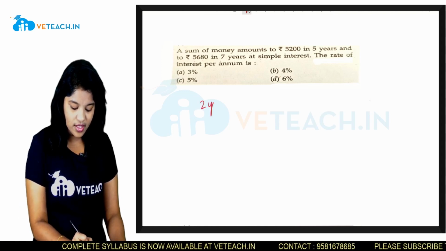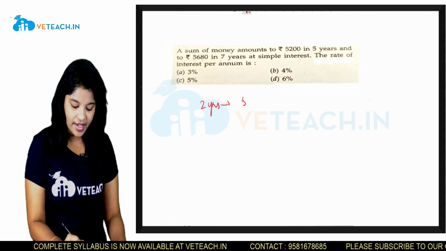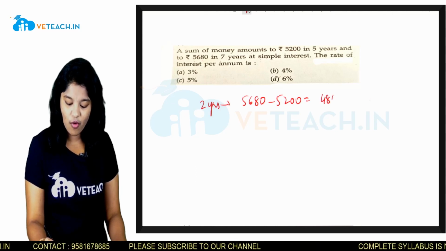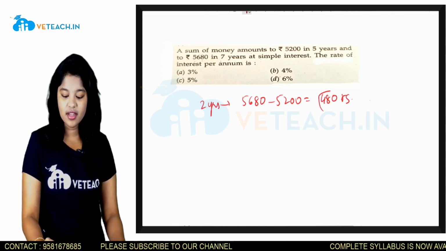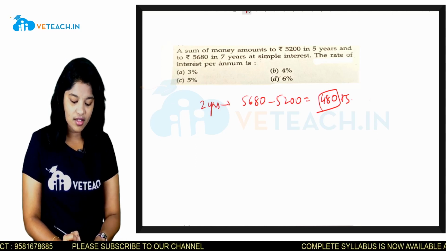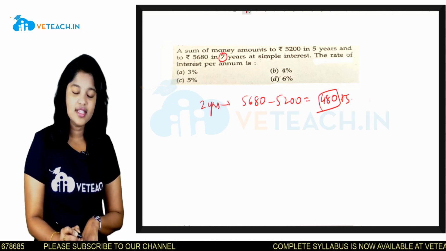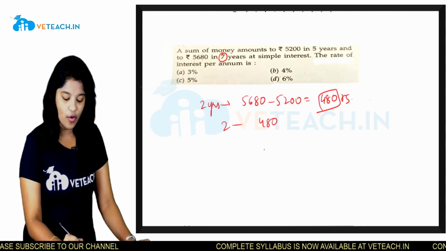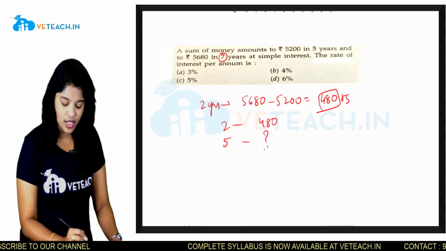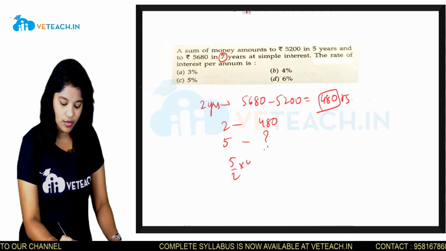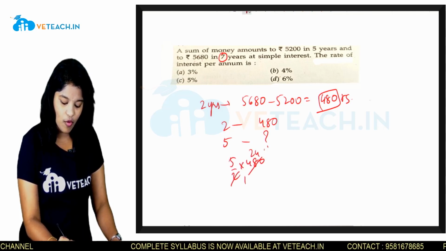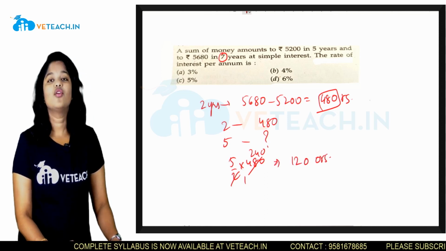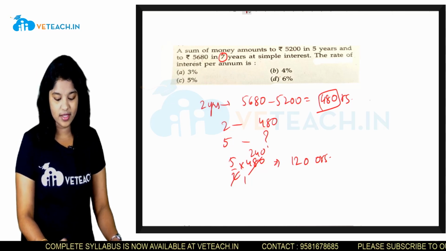So for 2 years, the interest will be 5680 minus 5200, that is 480 rupees. So for 2 years, the interest is 480 rupees. Now we have to calculate for 5 years. For 2 years, it is 480 rupees, and for 5 years, it will be 5 by 2 into 480. 1 time, 240 times, it will be equal to 1200 rupees. So for 5 years, it is 1200 rupees.